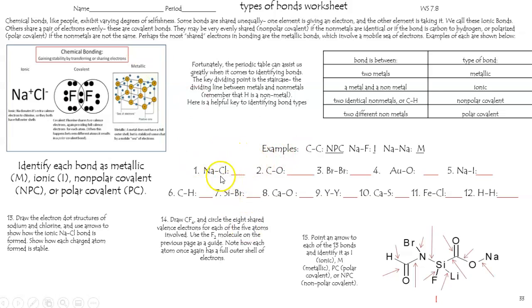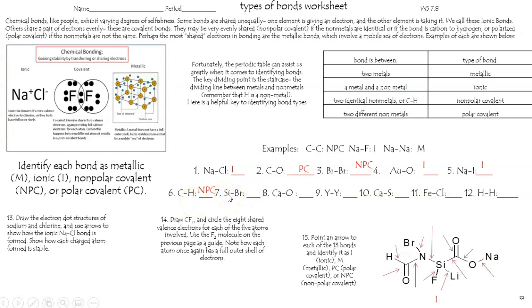Okay, let's solve some problems. NaCl. By the way, if you need it, have a periodic table out and use it to solve these. Sodium, metal, chloride, nonmetal, ionic. Carbon, nonmetal, oxygen, nonmetal, non-identical, polar covalent. Both identical nonmetals, nonpolar covalent. Metal, nonmetal, ionic. Metal, nonmetal, ionic. Carbon to hydrogen, that's the exception, nonpolar covalent.